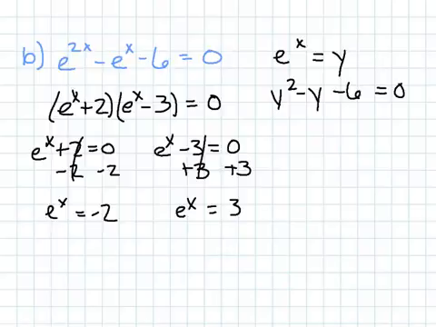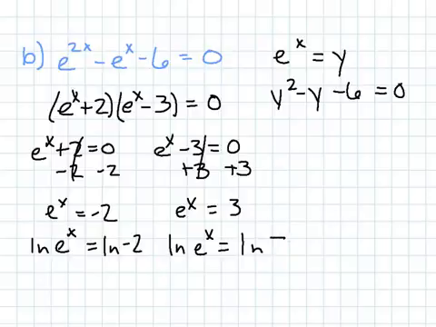Now here I want to be able to get the x out of the exponent area. So I need to actually take the ln here, because ln has the same base, so it actually cancels out. Oh, whoops, forgot something over here. Since I do it to one side, I gotta do it to the other side.